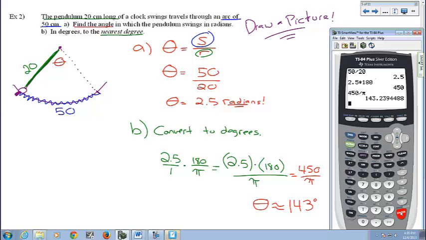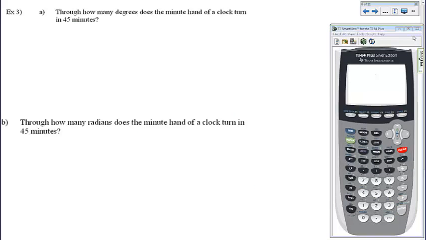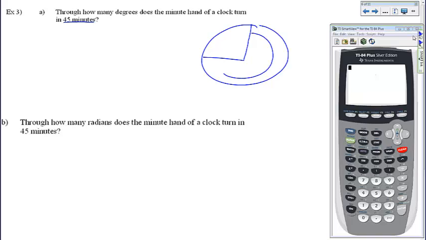And we're done. In example 3, we're given two closely linked problems. First, we want to find how many degrees does a minute hand go through on a clock in 45 minutes. Second, we want to know how many radians does it go through in that same amount of time. As always, I say start by drawing a picture. Here's my clock, and here are the 45 minutes that the minute hand would go through. Notice it looks like it's going around the circle 3/4 of a turn.